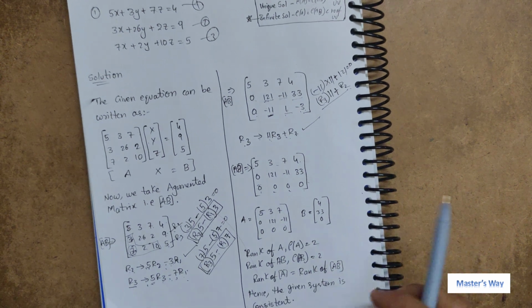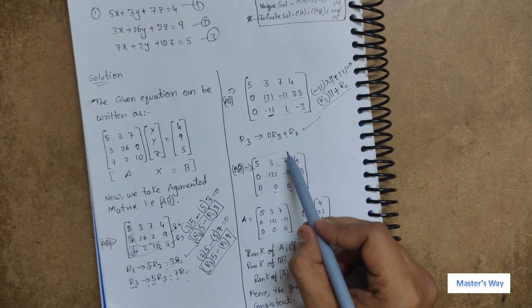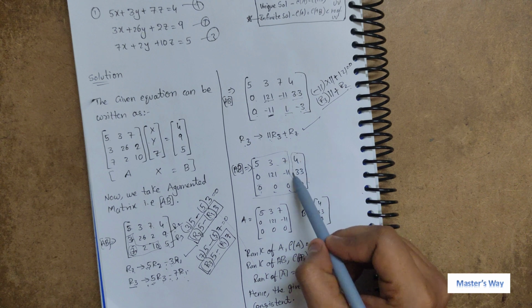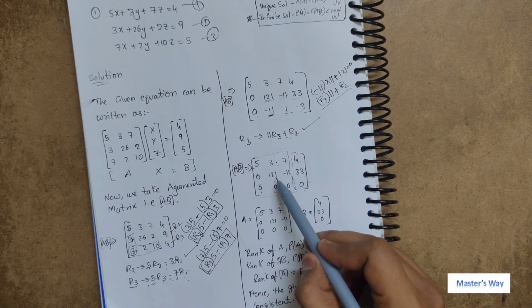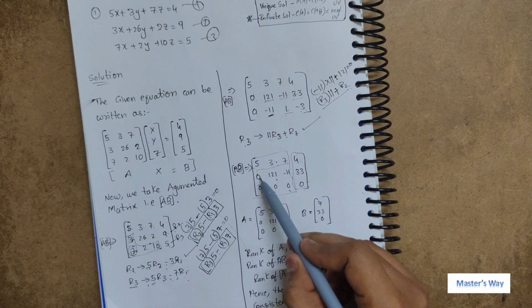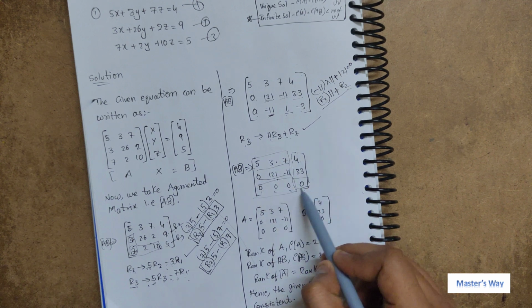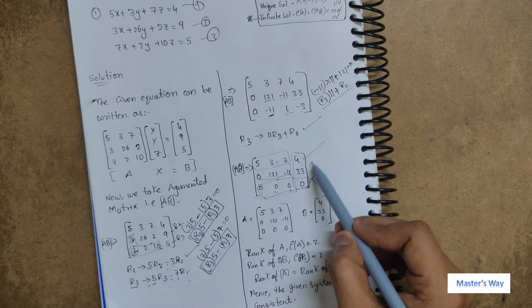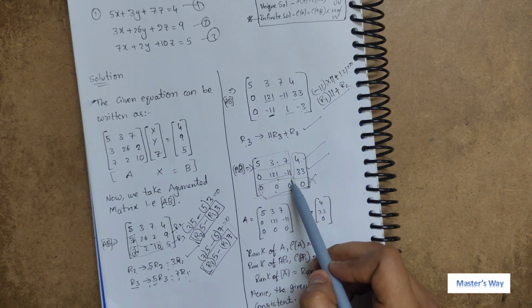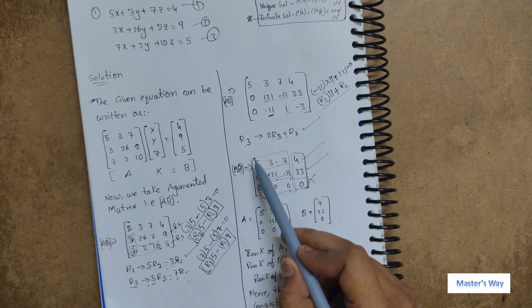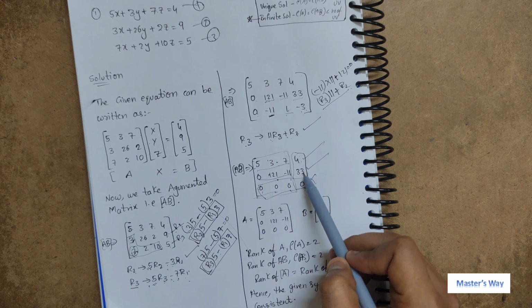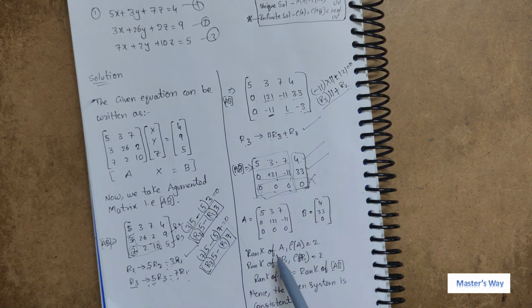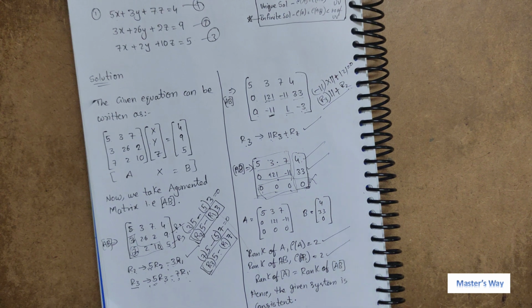Now what? Hence we can say this is an A matrix, this is an augmented matrix, right? So rank of A is 2 because we have only 2 non-zero rows. This is an all 0 row, we shouldn't consider it. 1, 2. So if we consider the A matrix, then rank is 2. If we consider the AB matrix, then also rank is 2. So rank of A equal to 2, rank of AB also 2.